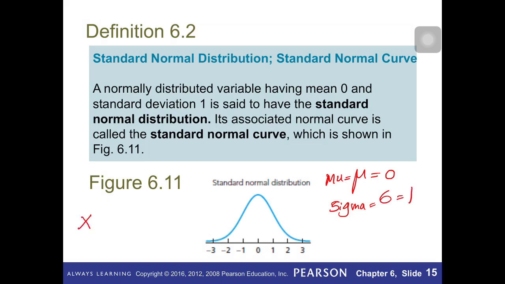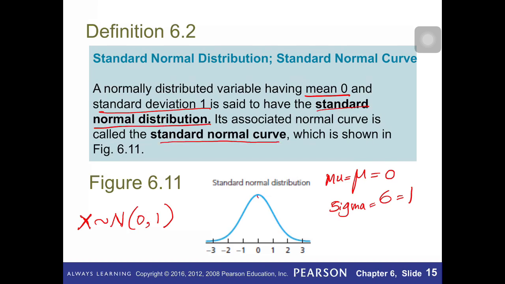I have a variable which has a normal distribution with mean 0 and sigma 1. Then we call this a standard normal distribution, or we say x is standard normally distributed, or x has a standard normal curve. A normally distributed variable having mean 0 and standard deviation 1 is said to have the standard normal distribution.